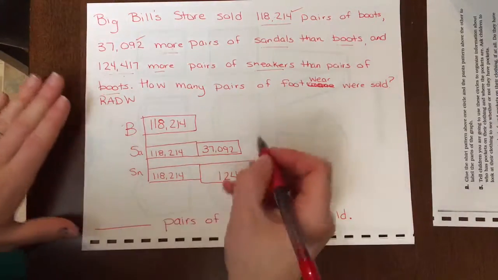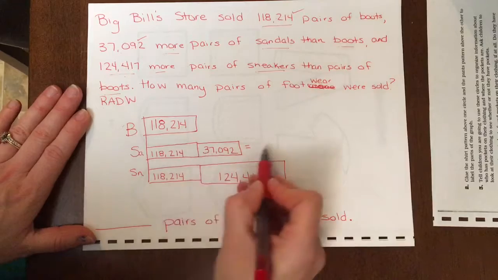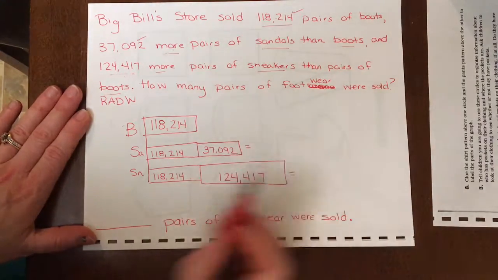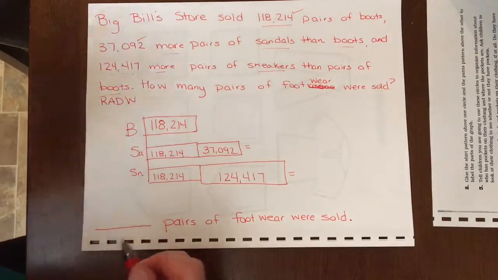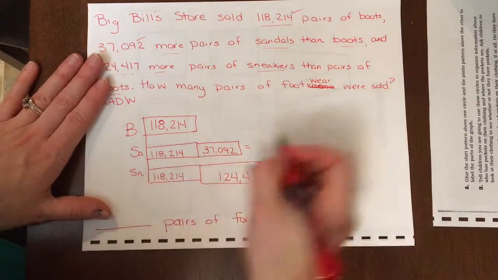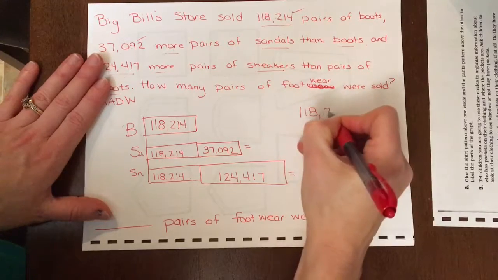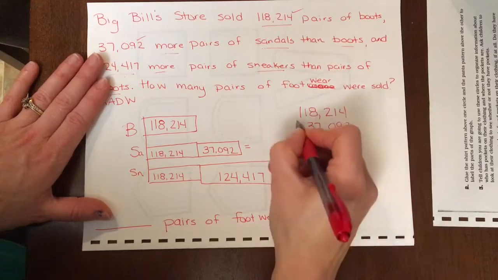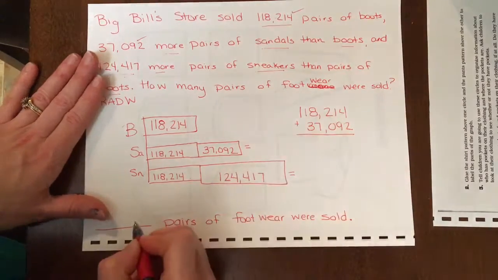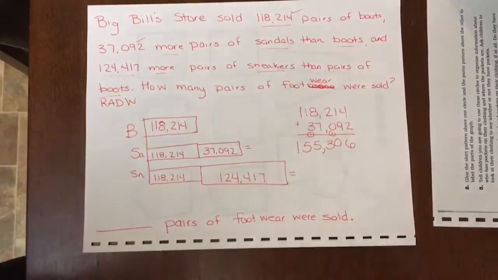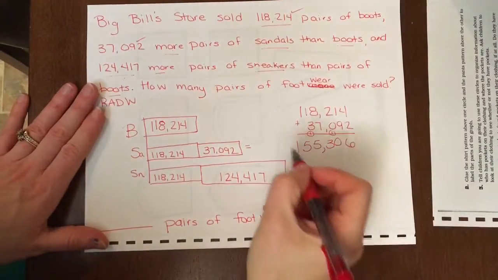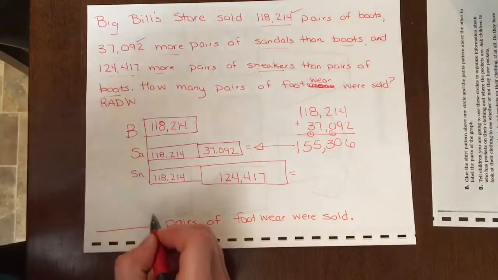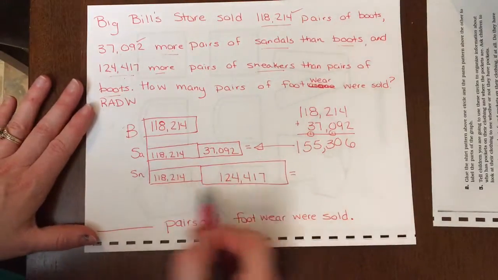Now here's my suggestion. I say add these two first, add these two, and then you can add those three together. So go ahead and pause while you add up 118,214 plus 37,092. That's going to give you the answer for this one. Pause while you do it. You should have gotten 155,306. That's how many sandals were sold. Now you have to figure out sneakers.